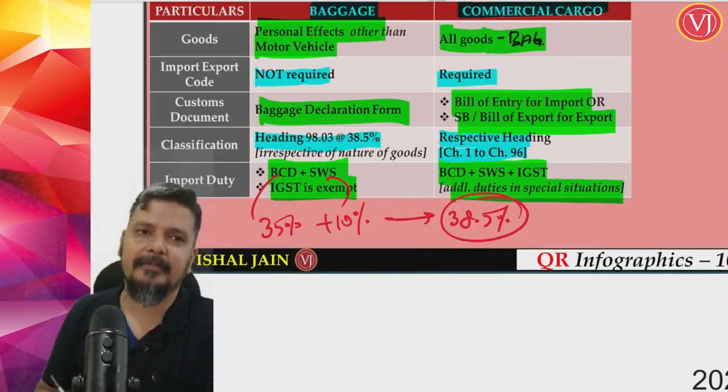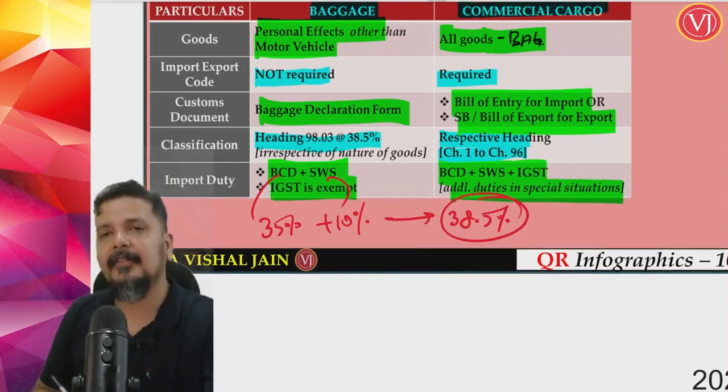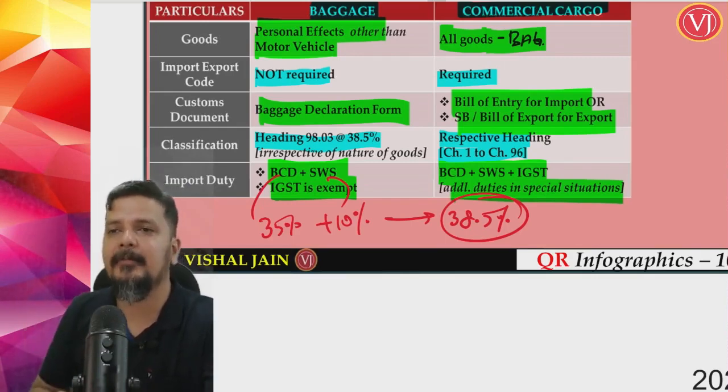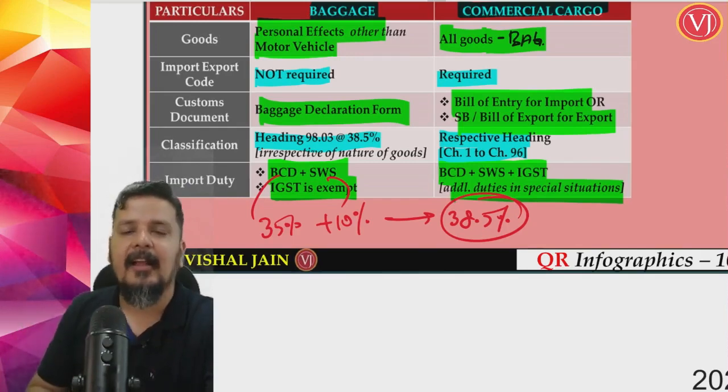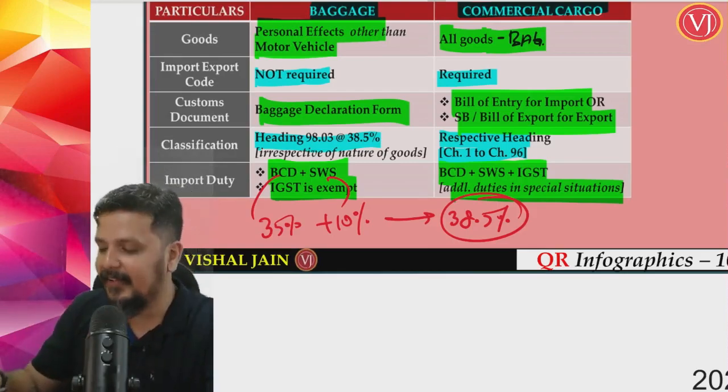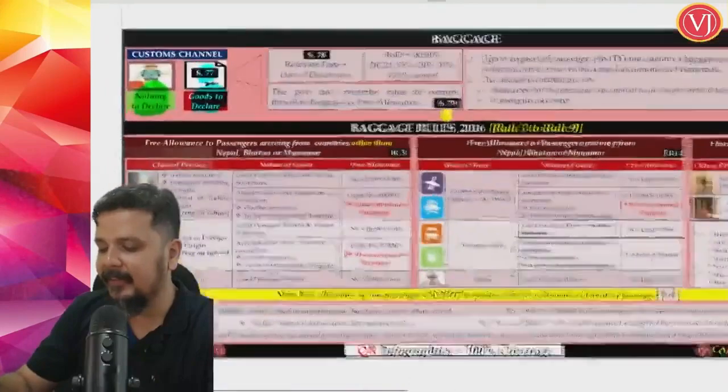38.5 is given for your exams. Whenever a question on baggage comes, it is 38.5: 35% BCD and 10% SWS on that BCD. IGST is exempt.